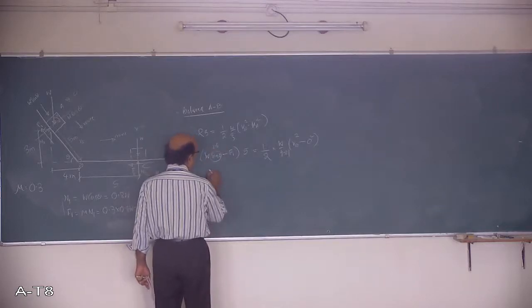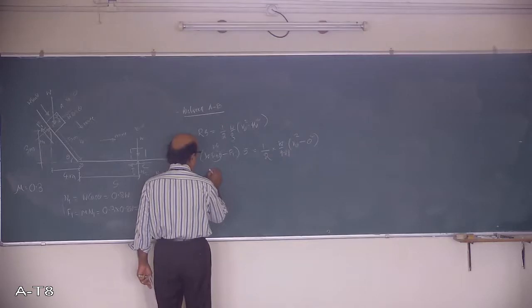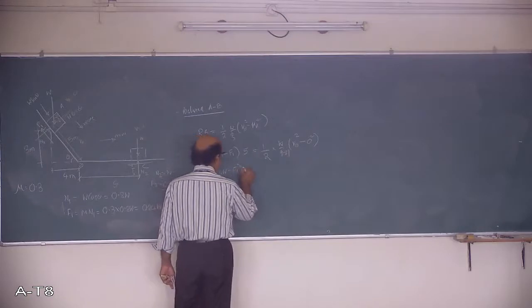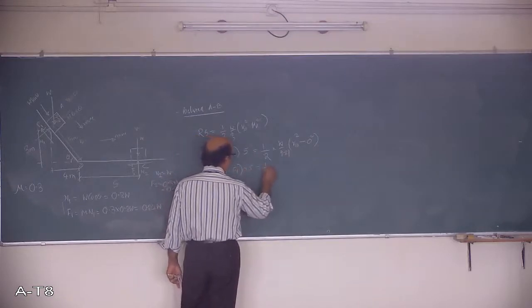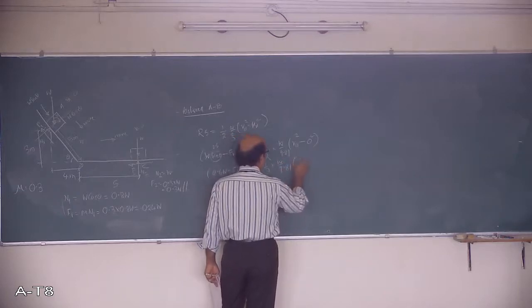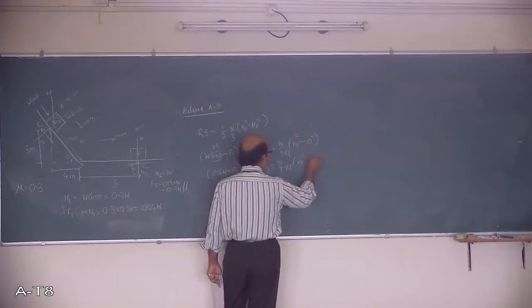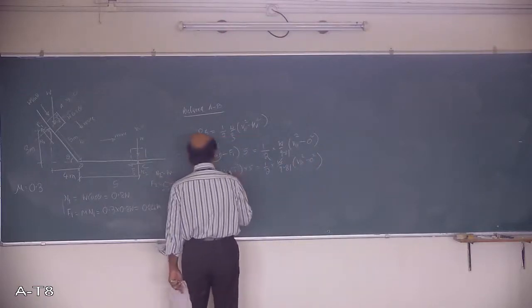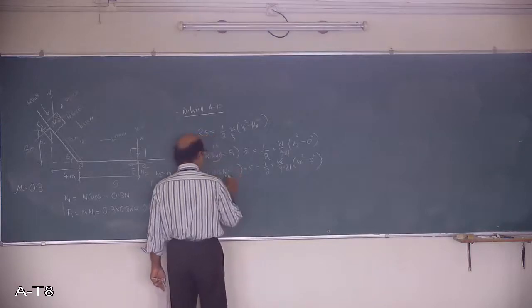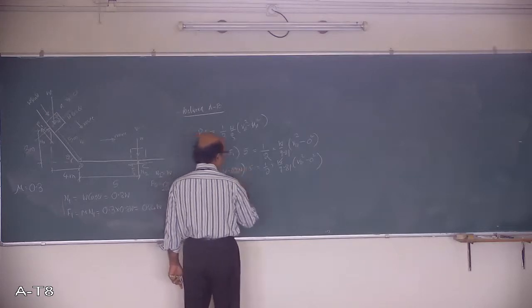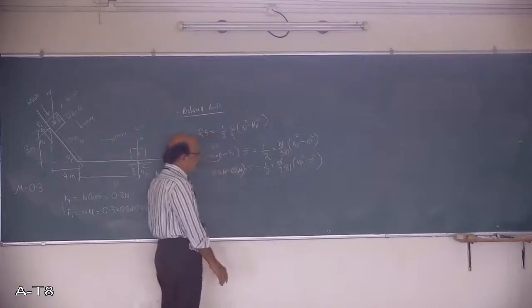So 0.6 W minus F1 into 5. I'll write one more time: equals W upon 9.81 into VB square minus 0 square. W cancels. F1 I have to substitute here. F1 is 0.24 W. So this W is common for both, so this cancels. The only unknown is VB.